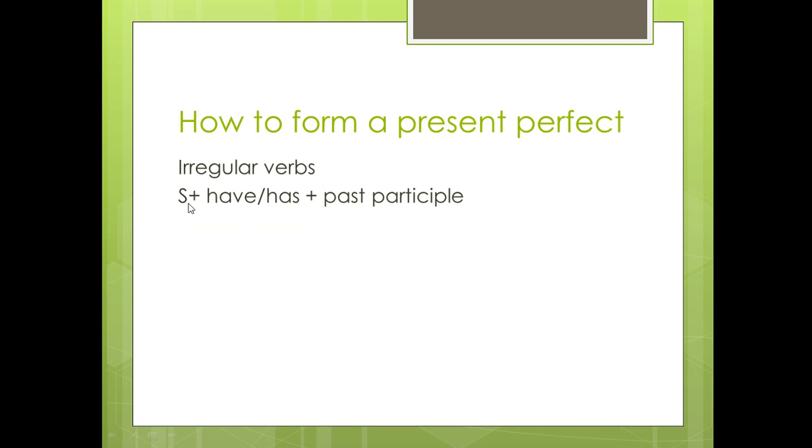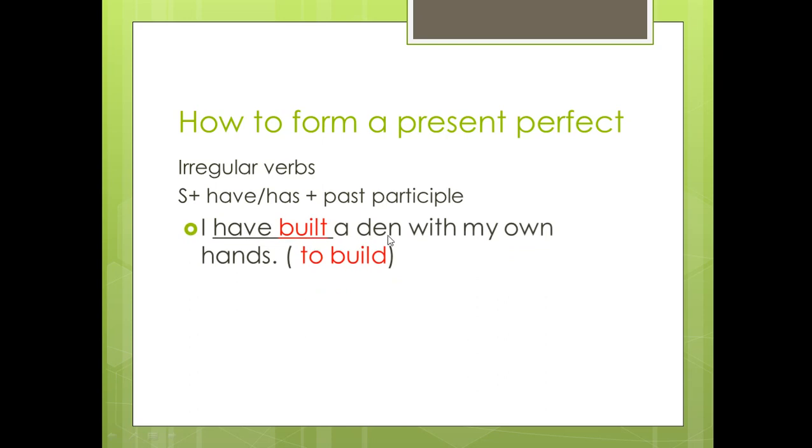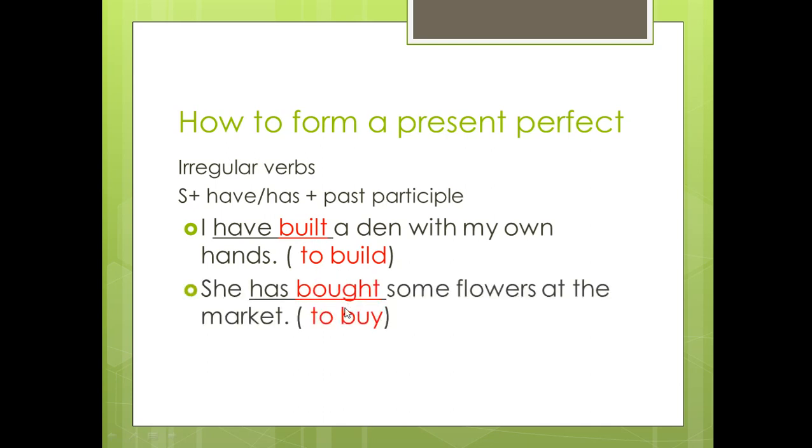Irregular verbs: subject plus have or has plus past participle. I have built a dam with my own hands. Built came from the infinitive build. She has bought some flour at the market. Bought came from the infinitive buy.